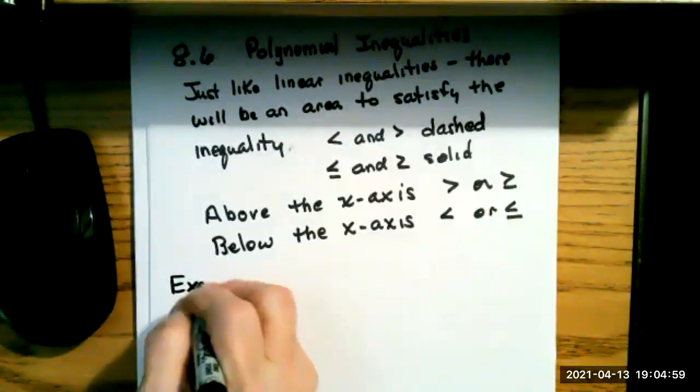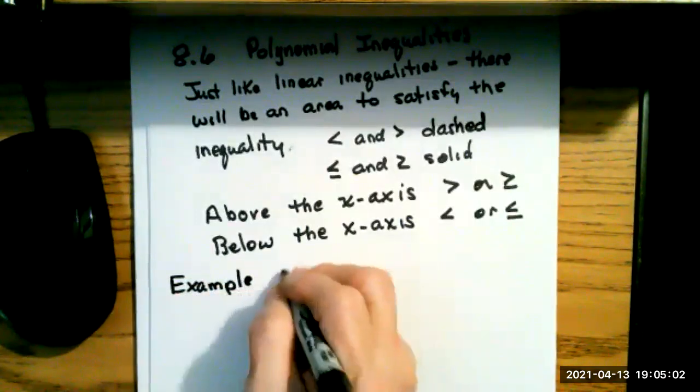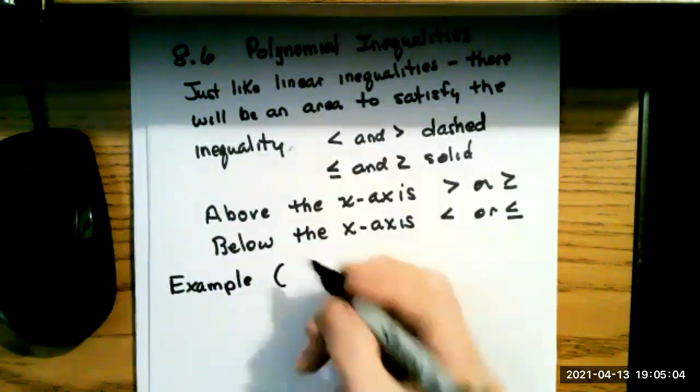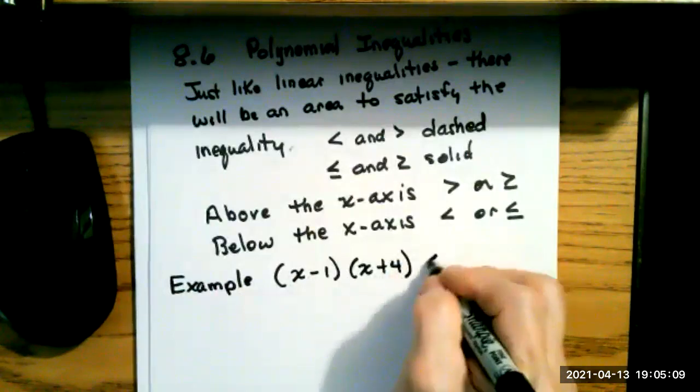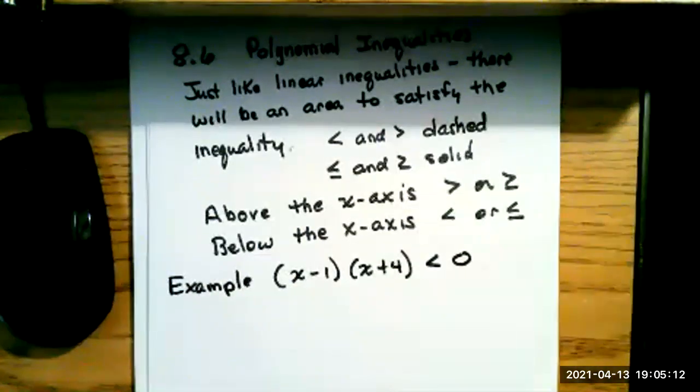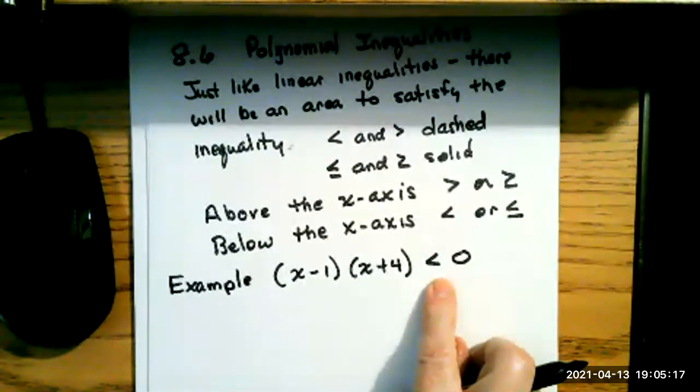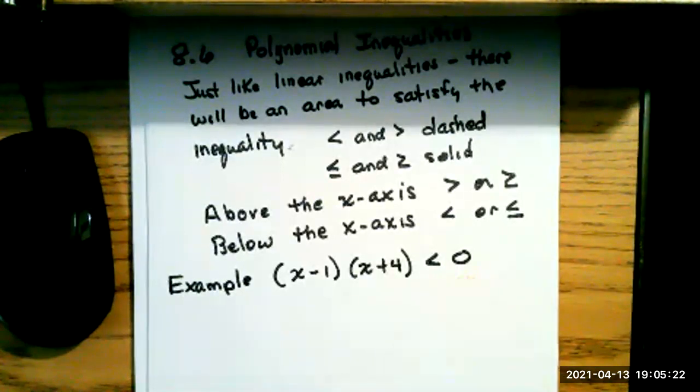This is the first example. You have, this is one like you're going to have, x minus 1 times x plus 4 is less than 0. So I'm thinking about my boundary, and my boundary is going to be dashed, and I'm going to shade below the x-axis when I get through. But I don't have to shade any in this one. They're not asking us to shade. They're asking us to tell it in interval form where the answer is.